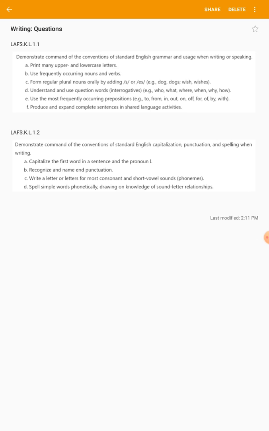We are also working on standard L 1.2. This language standard focuses on A, capitalizing the first word in a sentence and the pronoun I. We are going to recognize and name end punctuation. So we are also going to be working on what punctuation we need to use when we are writing questions.